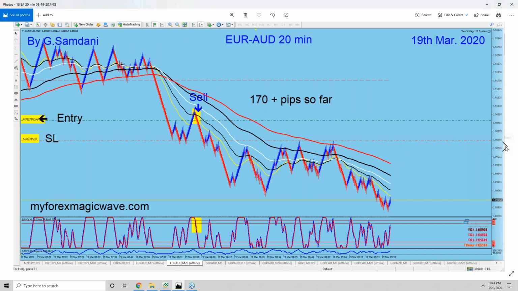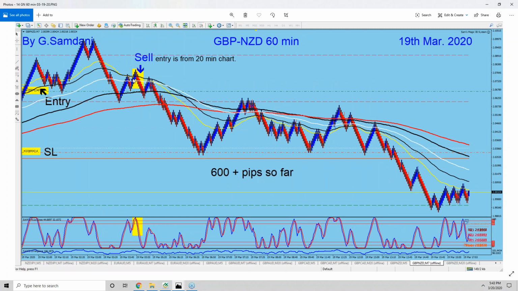Big trades. On the 19th, again, here, beautiful entry here. This is Pound Newsies. 60-minute I'm showing again. Look at that. Even on the 60-minute, look at the amount of pips. 60-minute chart, 600 pips. It is because of my chart that I made, and then I gave it to my subscribers, that it is coming off of a big TL.